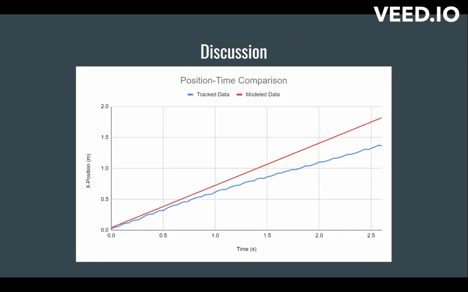What this results in is the model data being a linear line because with no net force acting on it, the velocity stays the same, so the position increases linearly, while the tracked data shows that the position is fluctuating and not moving in this linear direction because of the friction force acting against it. So that is what causes this discrepancy between these two.